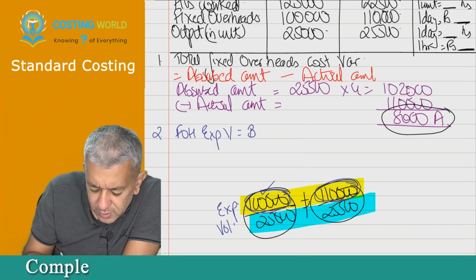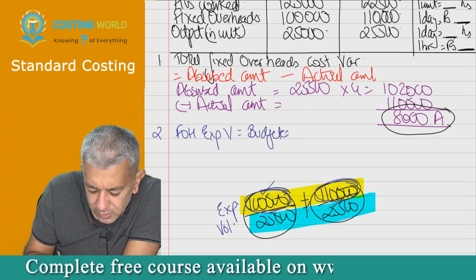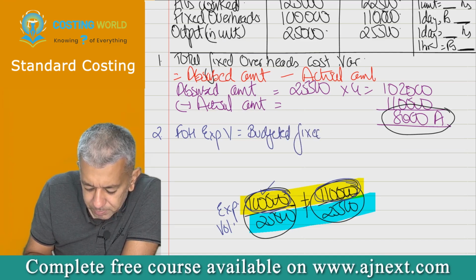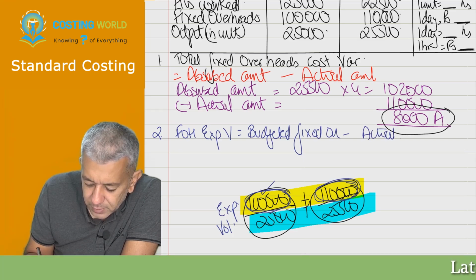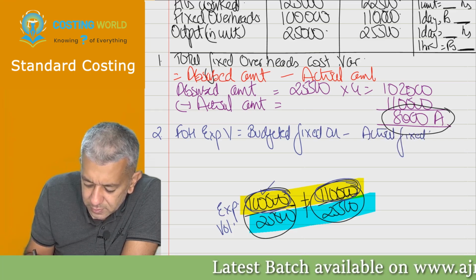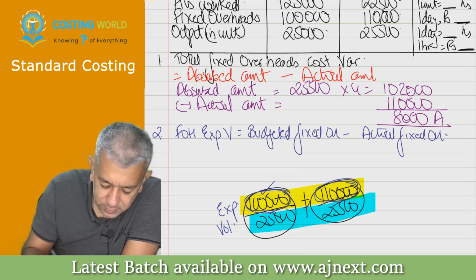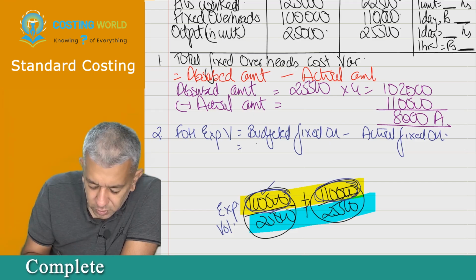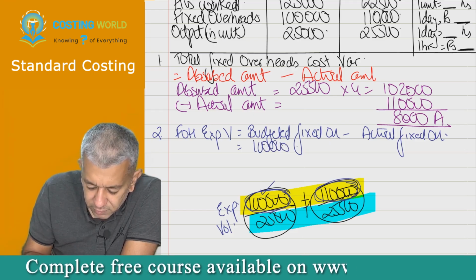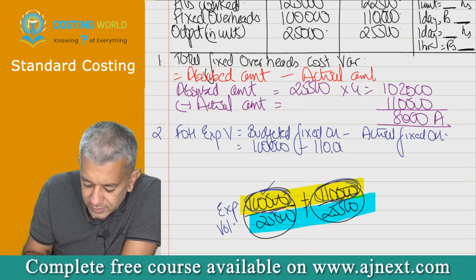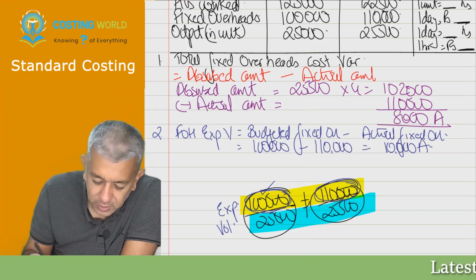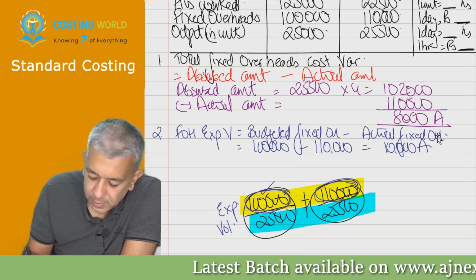So, you all can write down budgeted fixed overheads minus actual fixed overheads. So, therefore, 1 lakh minus 1,10,000 is equal to 10,000 adverse.